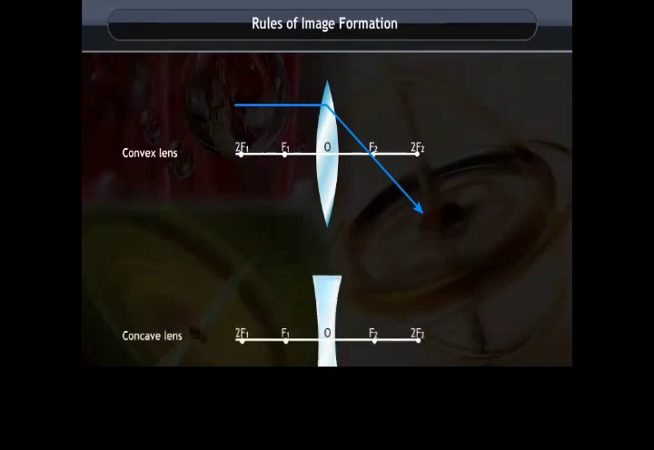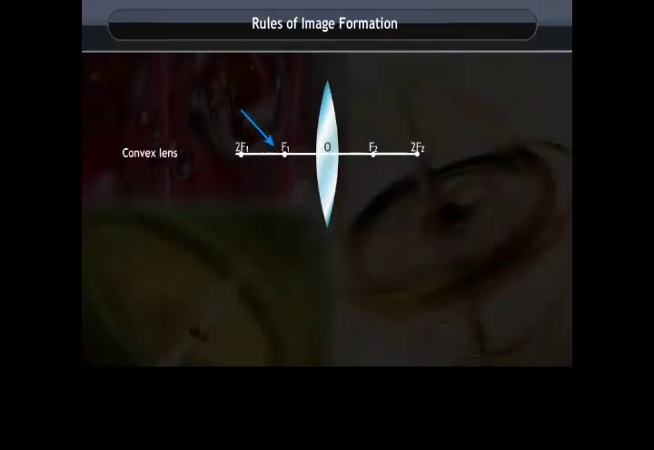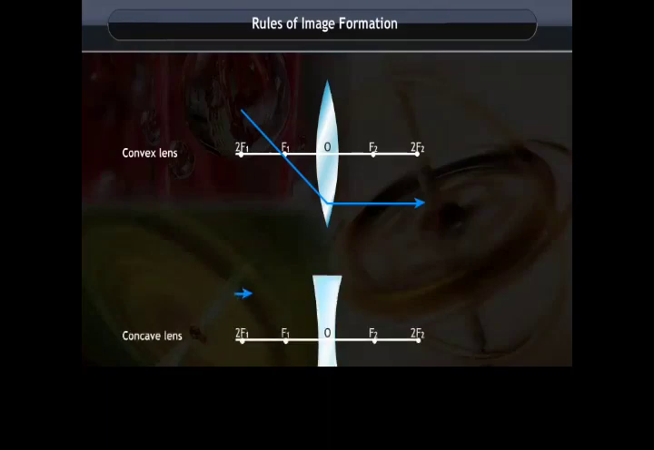Rules of image formation. In a convex lens, a ray of light parallel to the principal axis after refraction passes through the focus on the other side of the lens. In a concave lens, it appears to diverge from the focus on the same side of the lens. In a convex lens, a ray of light passing through the focus after refraction goes parallel to the principal axis. In a concave lens, a ray of light directed towards the focus after refraction goes parallel to the principal axis.